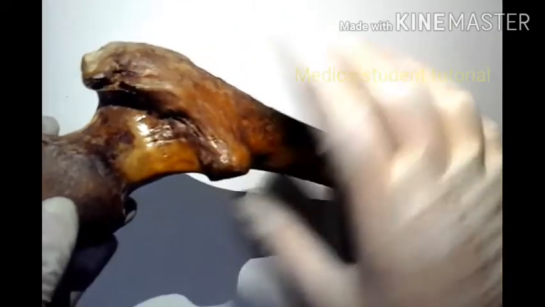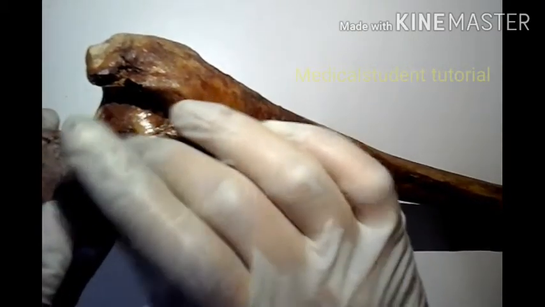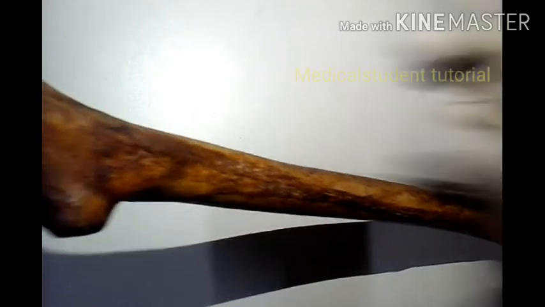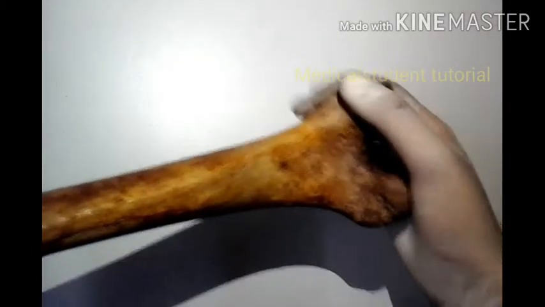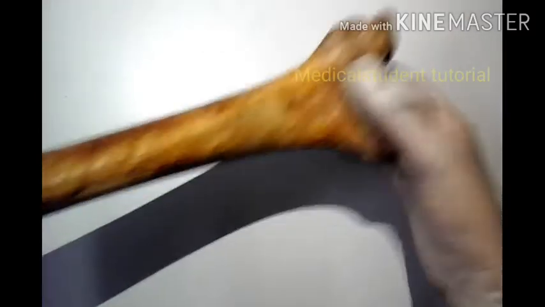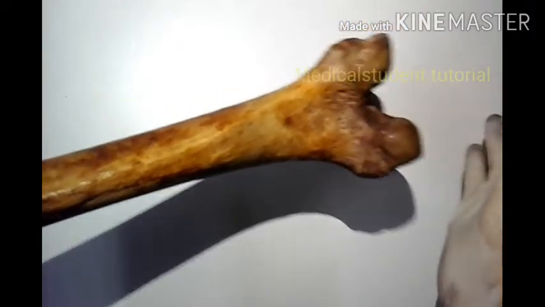Next, the lower end extends to the knee joint, where its condyles articulate with the tibia. In the knee joint, the condyles of the femur articulate with the tibia of the leg.